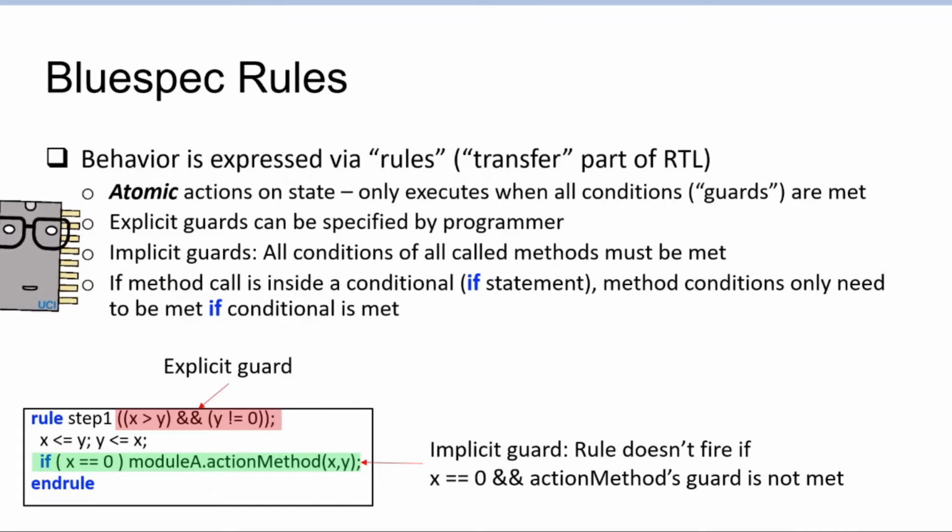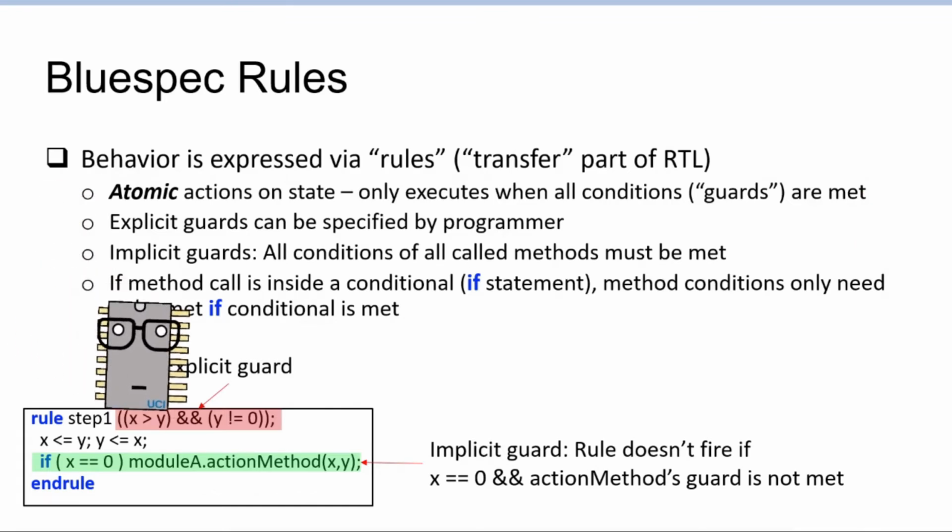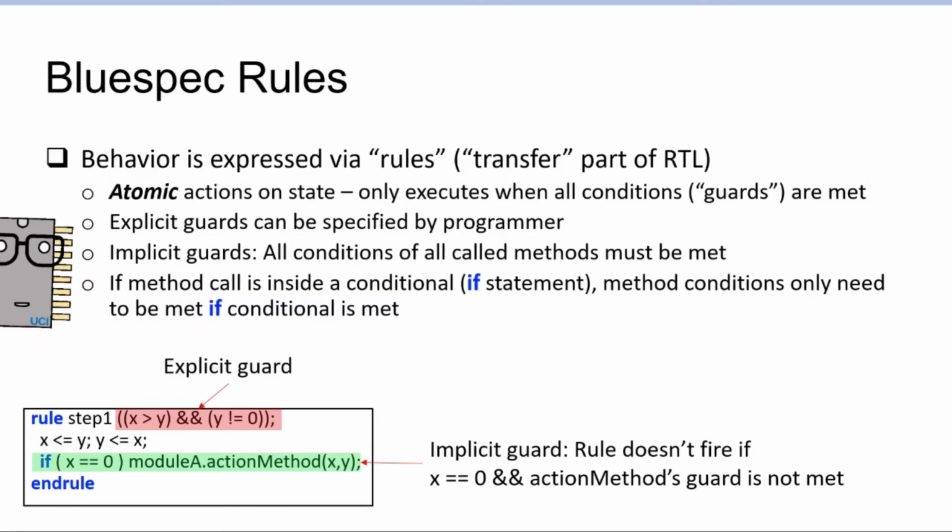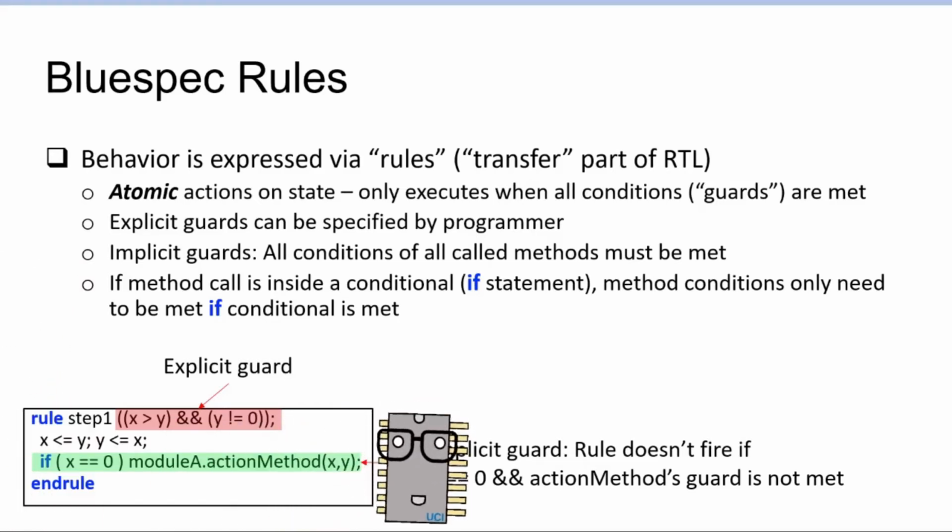Explicit guards can be specified by the programmer, like such here on the bottom. Implicit guards mean all conditions, meaning all guards, be it explicit or implicit, all conditions of all called methods should also be met. And again, rules are not only atomic, they're also transactional, meaning everything needs to execute at once, or nothing will execute, or this rule won't fire at all.